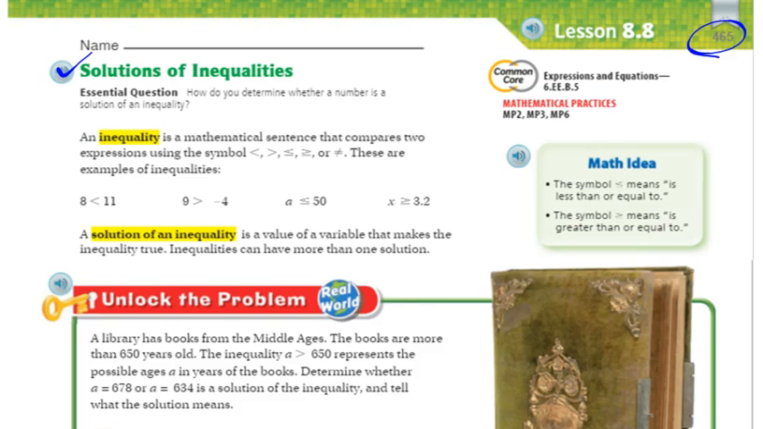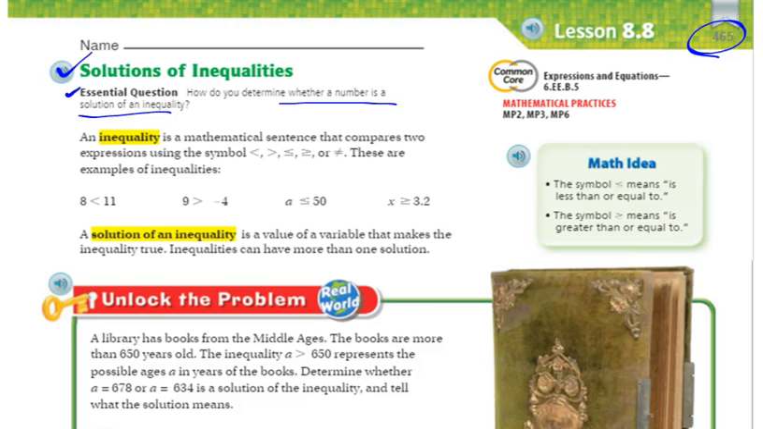Alright, so we're going to be introducing some new vocabulary, but you're going to find a lot of similarities between inequalities and equations. The essential question for today: how do you determine whether a number is a solution of an inequality? And I will tell you right now that the process is going to be pretty much the same as that we used for determining if a number is a solution to an equation, where you substitute in, maybe you have to do a calculation and compare both sides.